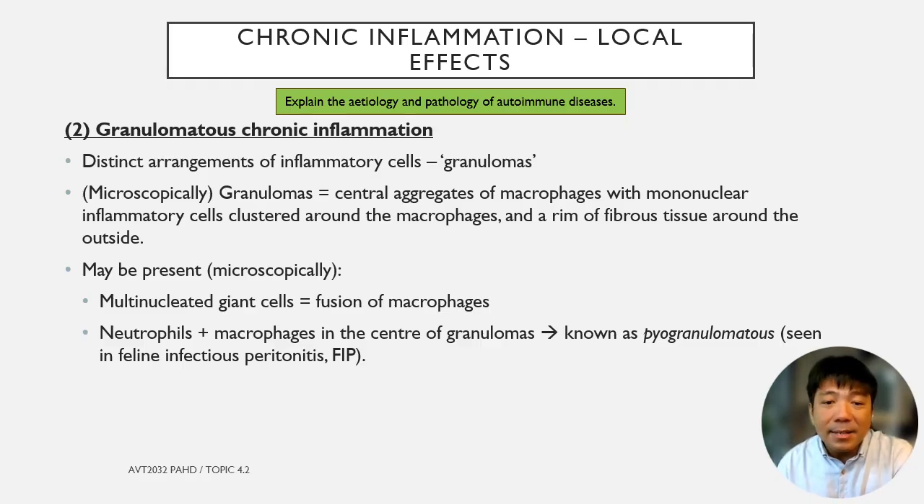There's another instance whereby the neutrophils and the macrophages are in the center of the granulomas. This we will call feline infectious peritonitis, the FIP. And the name of the complex cells is pyogranulomatous.